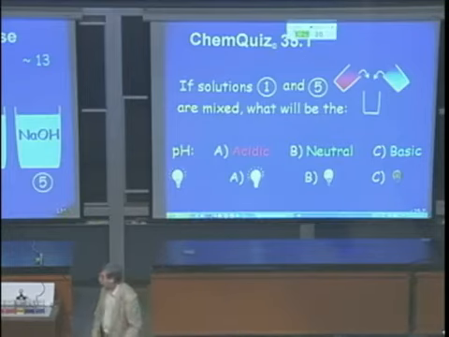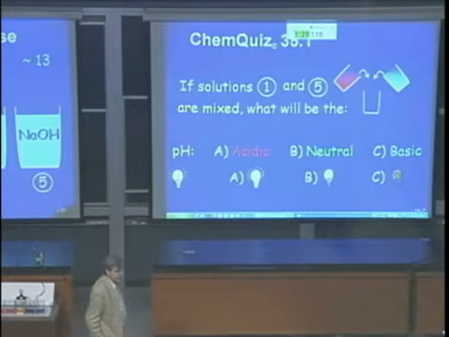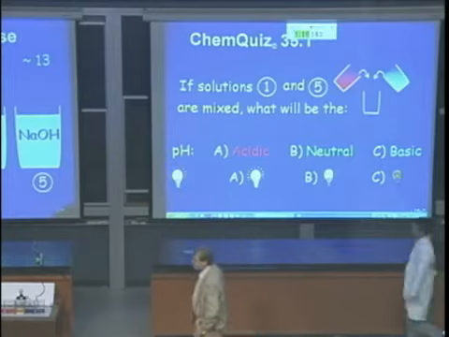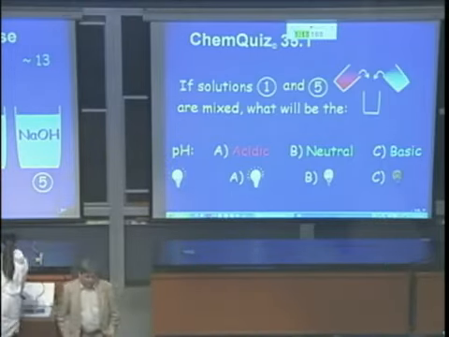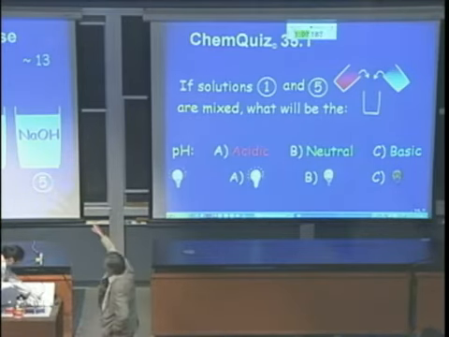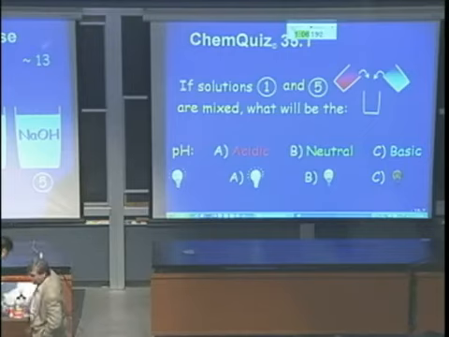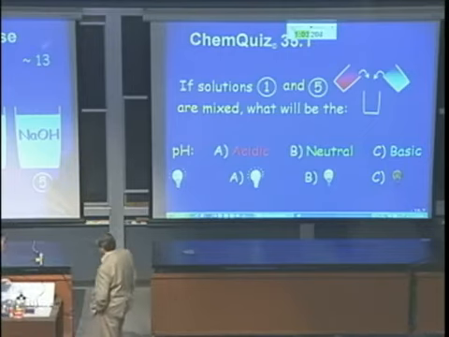Acidic, neutral, or basic? So I mix HCl, pH 1, with sodium hydroxide, pH 13, and I want to know what happens to the pH. Yeah, they are the same molarity, because 13 and 1 must be the same molarity. 0.1 each. Take your time, take your time. We are not doing it yet.